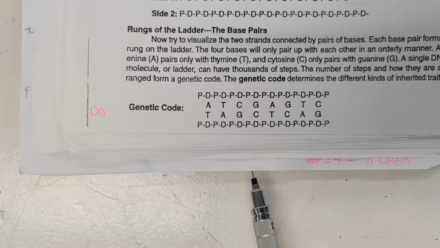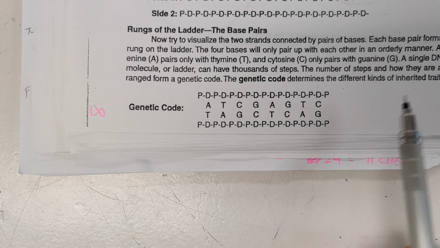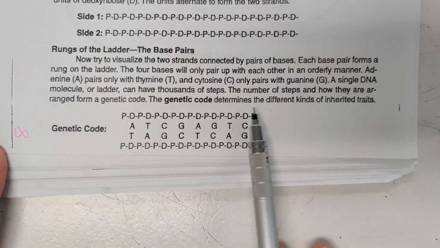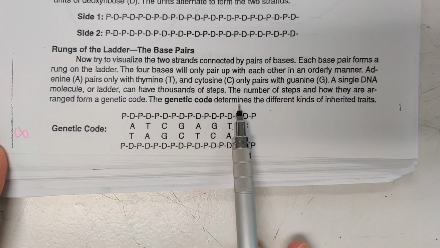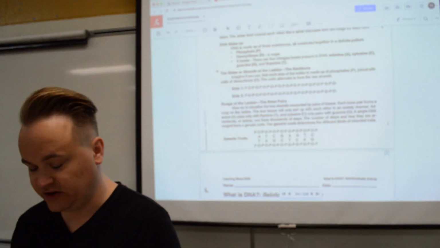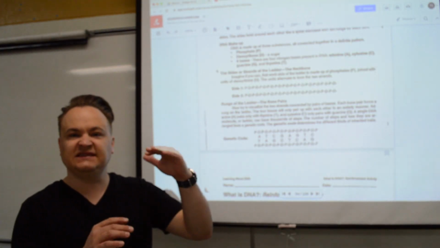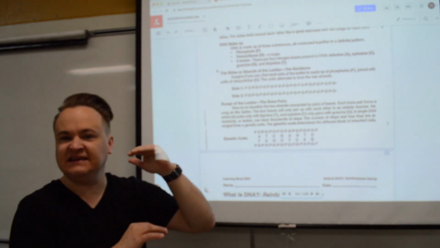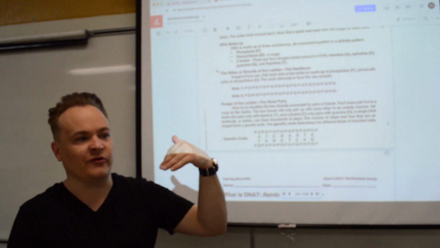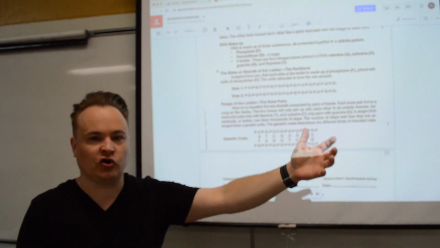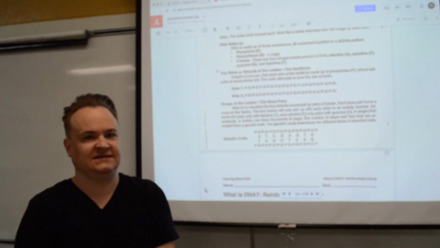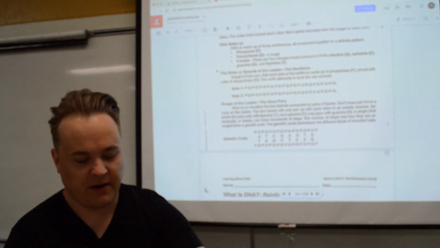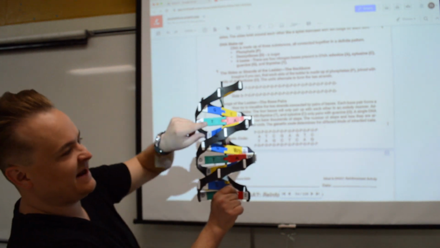A single DNA molecule or ladder can have thousands of steps. The number of steps and how they are arranged form a genetic code. The genetic code determines the different kinds of inherited traits. So what you've got to think of is different combinations of A, G, C, and T in this ladder will determine whether you have blue eyes or brown eyes, curly hair or straight hair, whether you're tall or short. Millions of traits are determined just by what kind of pattern your DNA has here.